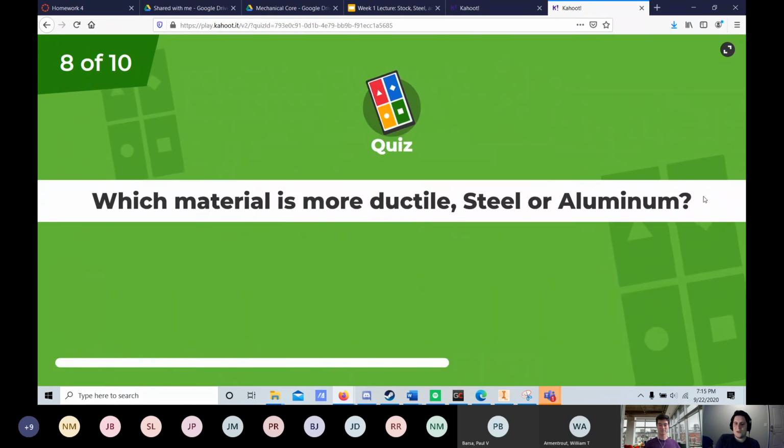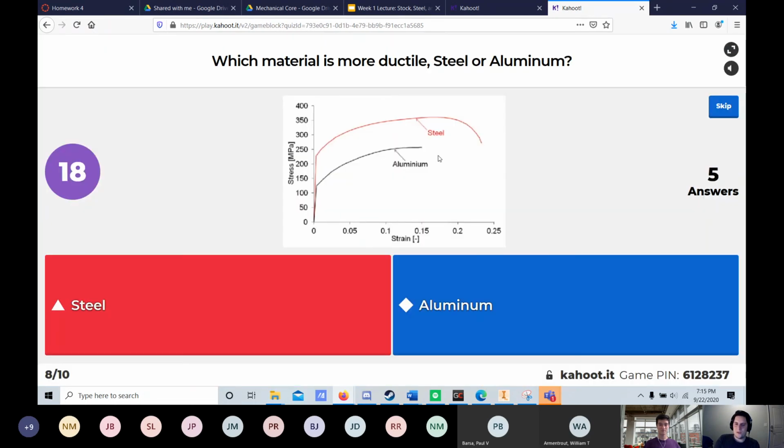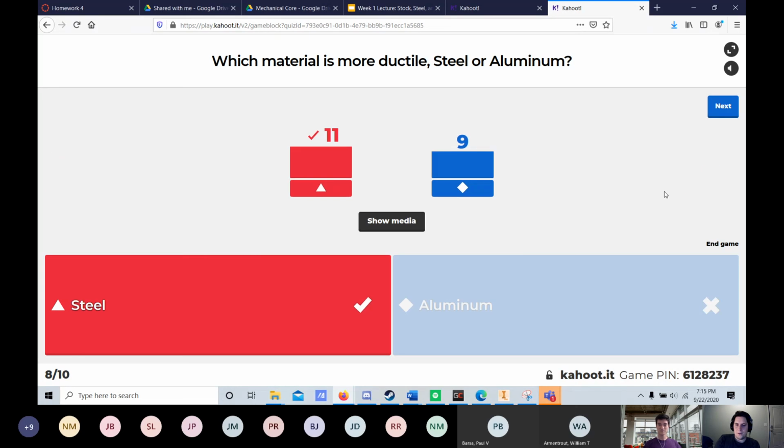All right, which material is more ductile, steel or aluminum? So here are the stress strain curves. Oh, this is a close one. All right, remember ductility refers to the area underneath the curve. Typically, we think about it like as a material is being deformed, it'll be able to undergo much more deformation for the same amount of stress, or the amount of stress to failure. All right, let's keep going.